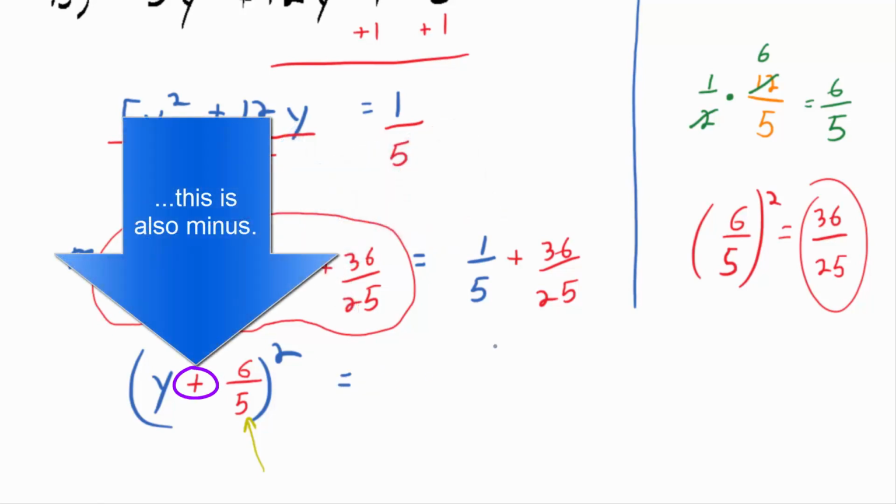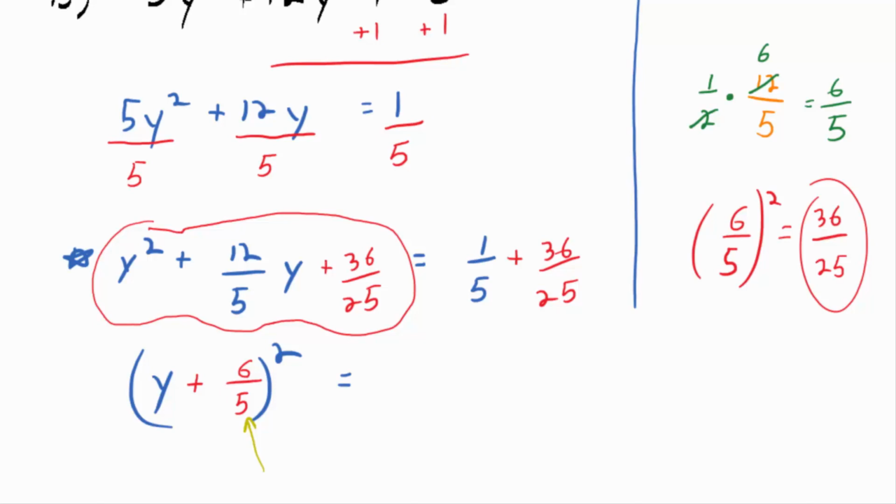What do you get on the right side? Well, 1/5 plus 36/25. What do we need to add these fractions together? Okay, so what would that common denominator be? Yeah, all we need to do then is multiply the 1/5 top and bottom by 5, and we get the 25. So we get 5/25 plus 36/25.